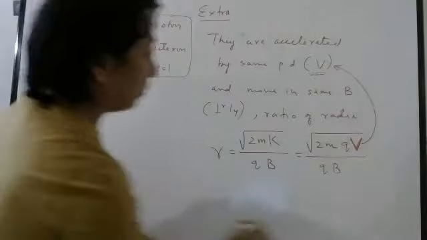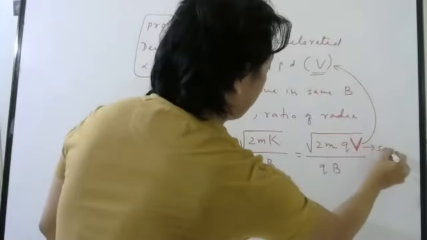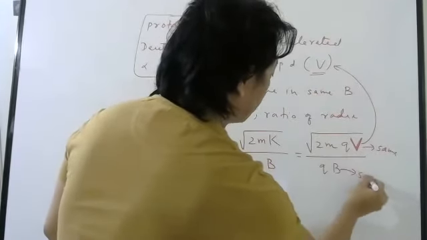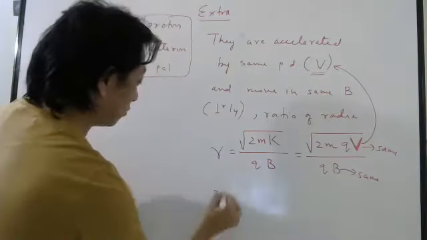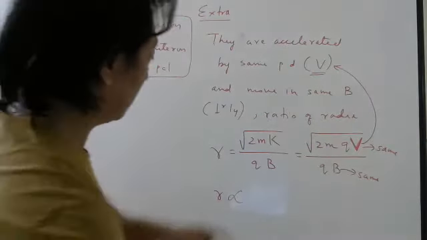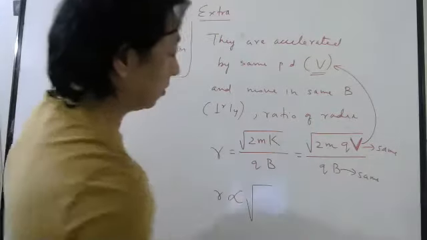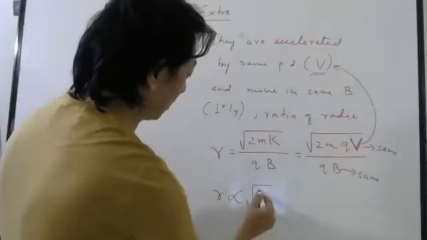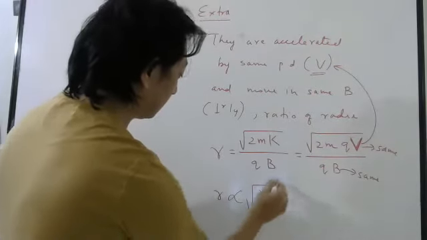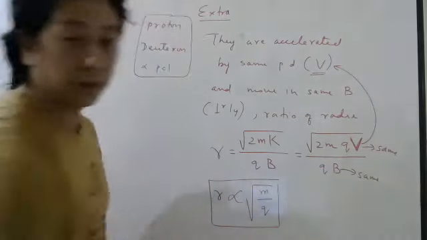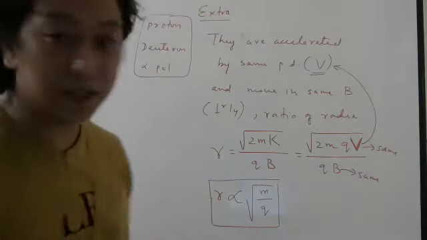Okay, so in the problem, what is same? Voltage is same. Magnetic field is also same. So radius will be proportional to what? Root over m, and root Q by Q will be root Q in the denominator. So root over m by q. Okay, so this is the main thing to understand.